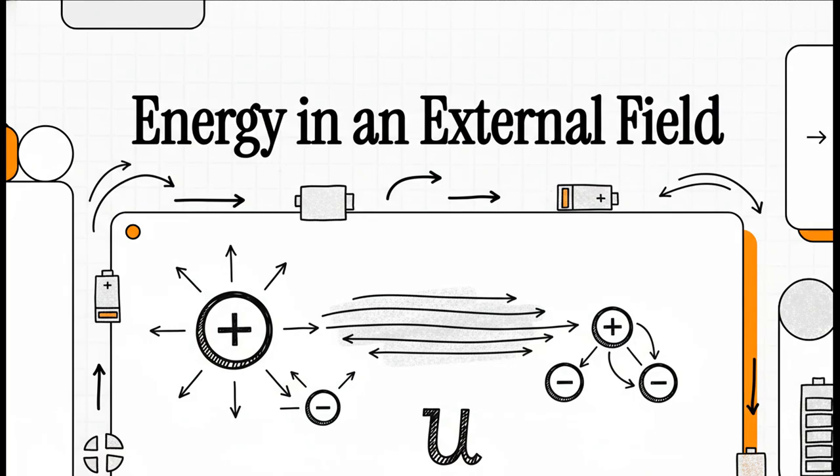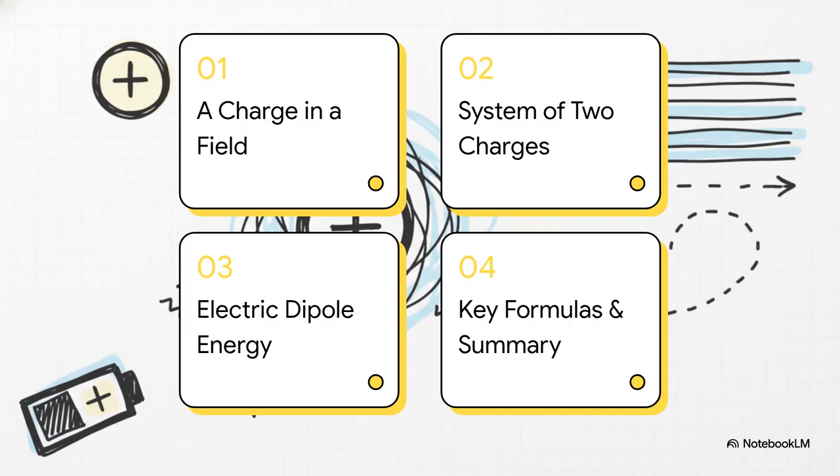Hey there. So, today we're going to dive into a really fundamental concept in electromagnetism, potential energy. Specifically, what happens when you take a charge and just plop it down into an electric field that's already there? How much energy gets stored in that system? And what does that energy actually depend on? Let's find out.